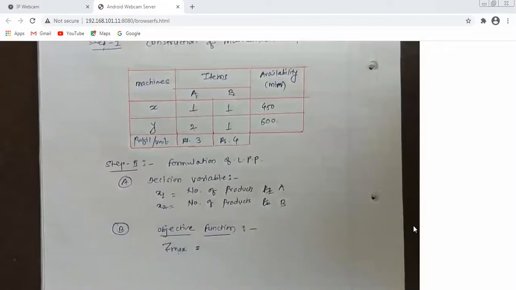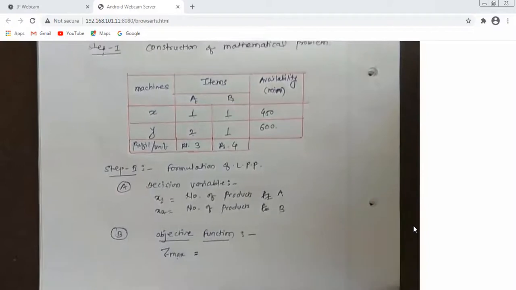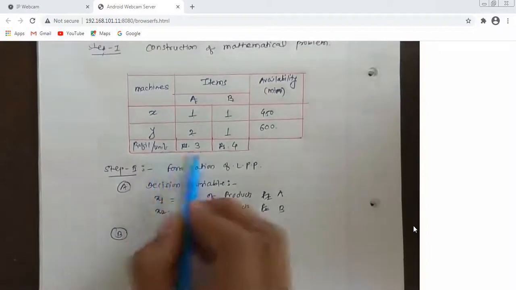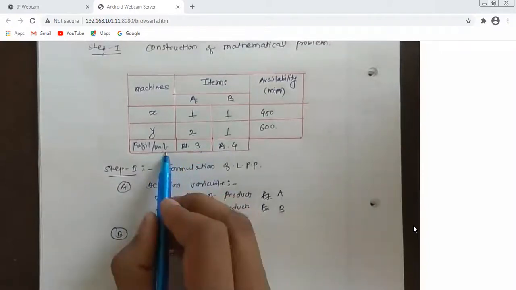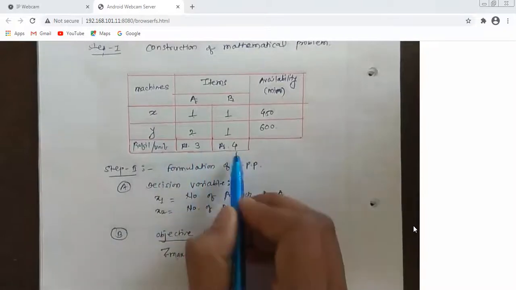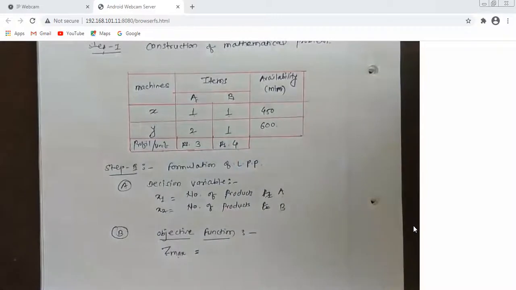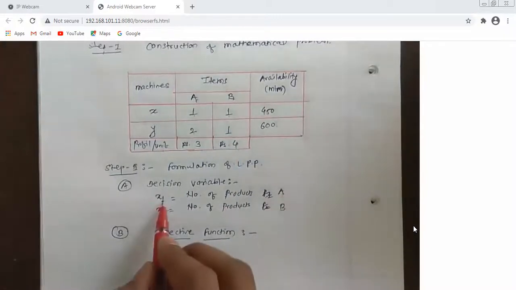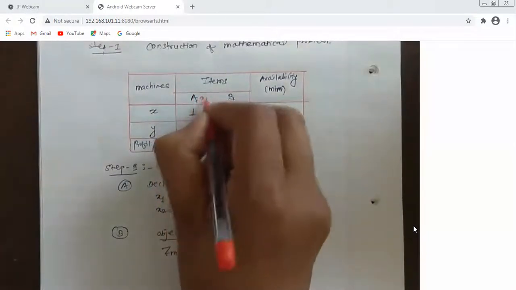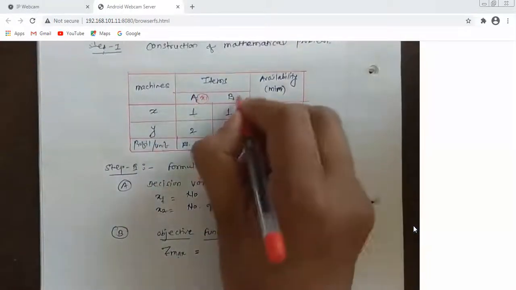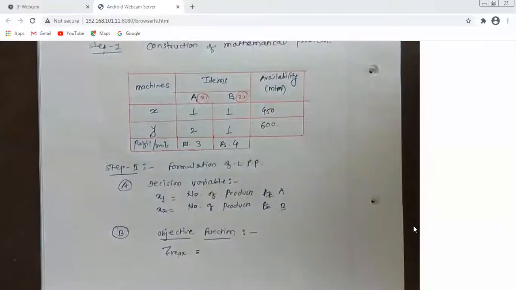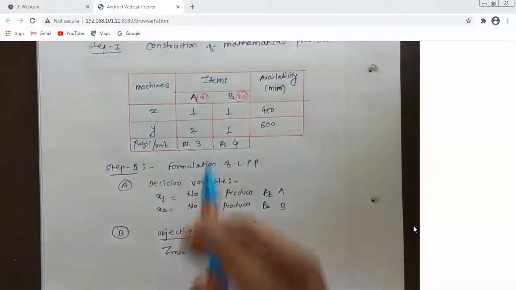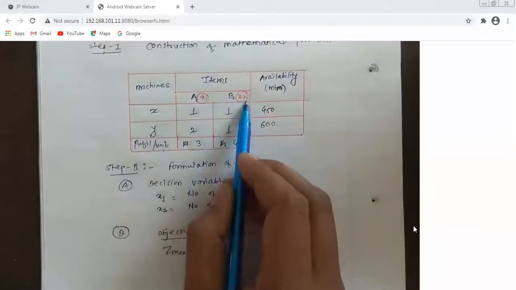Z max is equal to, now tell me how the objective function will come here. See, for 1 unit of A we are getting 3 rupees, and for 1 unit of B we are getting 4 rupees. But here we have decided that under A we are going to manufacture x1 pieces, so I will write x1 here, and under B we are going to manufacture x2 pieces. We don't know the quantities of x1 and x2; that we have to find out.